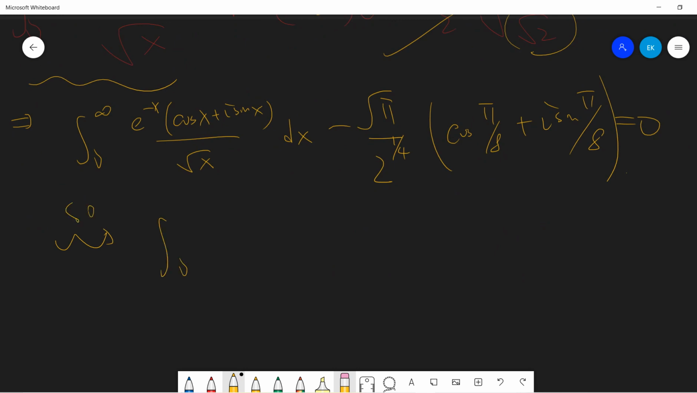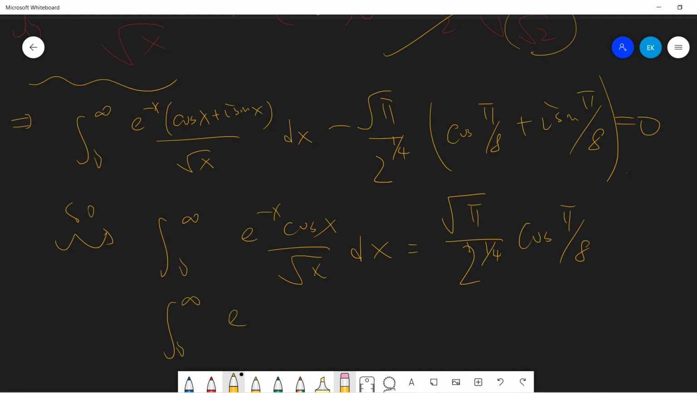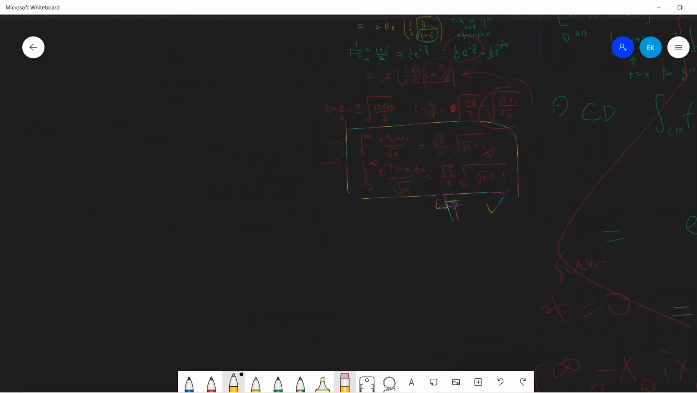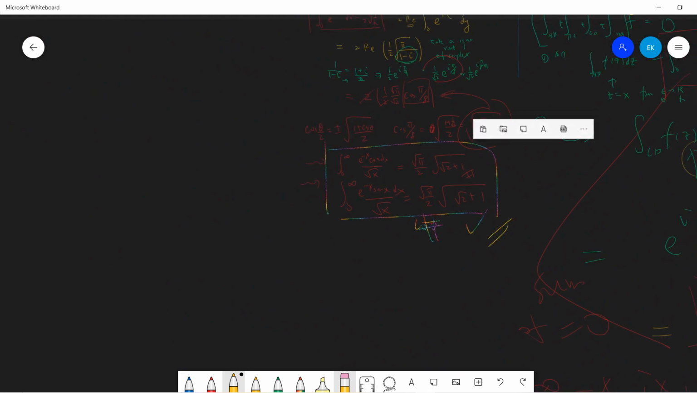So the integral from 0 to infinity of exponential x cosine x square root of x equals square root of pi, 1 over 4th, cosine pi over 8, and the integral from 0 to infinity of exponential x sine x square root of x dx equals square root of pi, 2 to the 1 over 4th, sine pi over 8. This is the same as the previous one, so it's the same answer if you start from here.